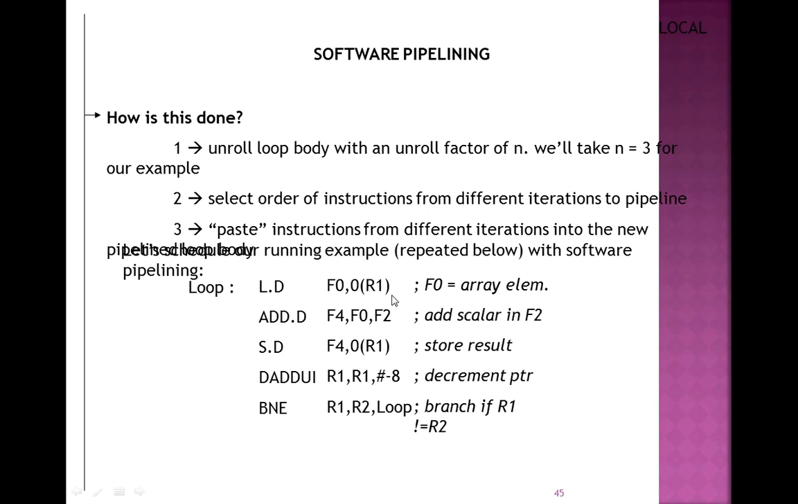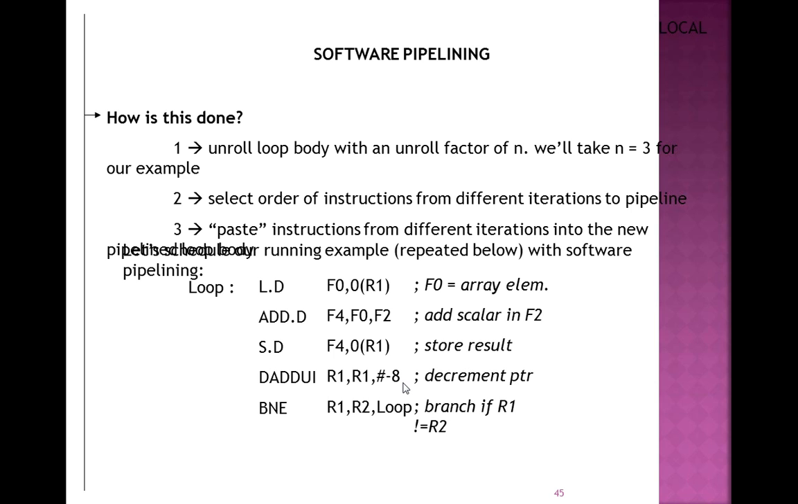So I have taken the n value, or the unroll factor, as 3. Then select the order of the instructions from different iterations to the pipeline. So the loop is, first of all, LD, that is F0 equals the array element, then add the scalar in F2. This is the scalar element, so add the scalar element in F2, then SD, that stores the result, then DADDUI R1 for decrementing the pointer, then BNE, that is branching if R1 is not equal to R2.